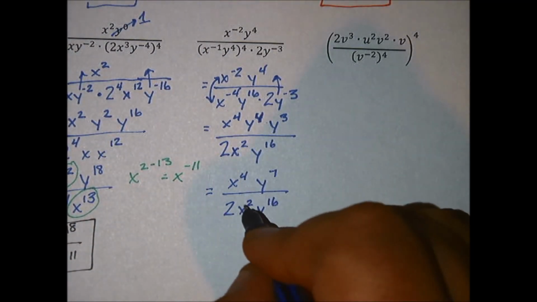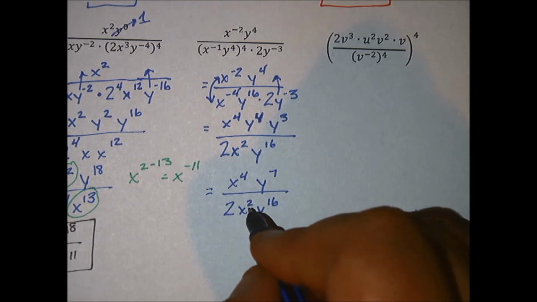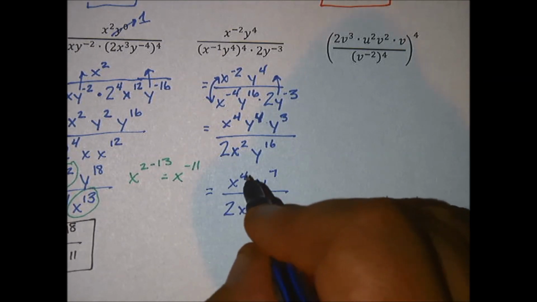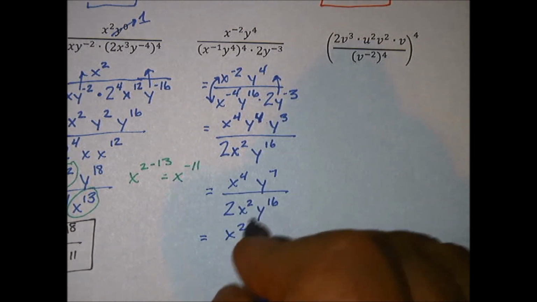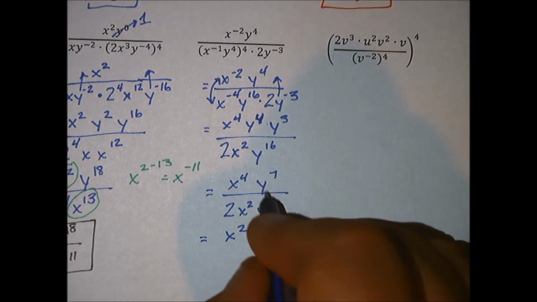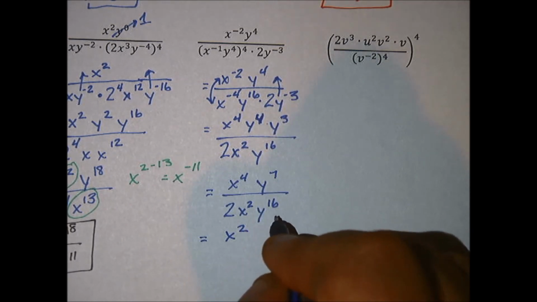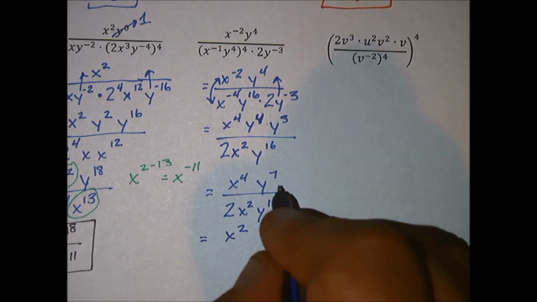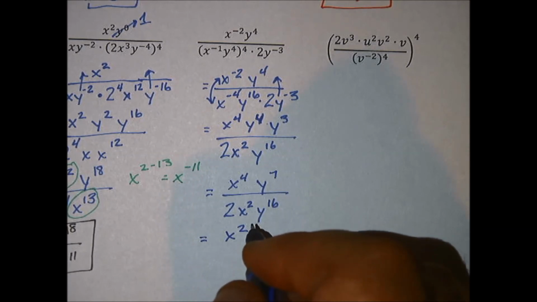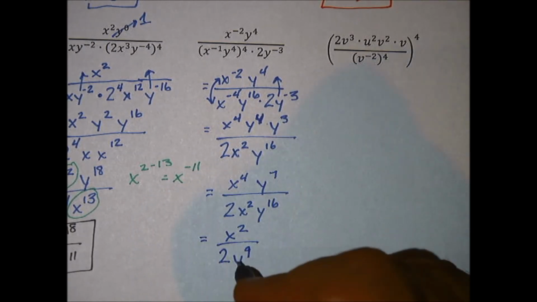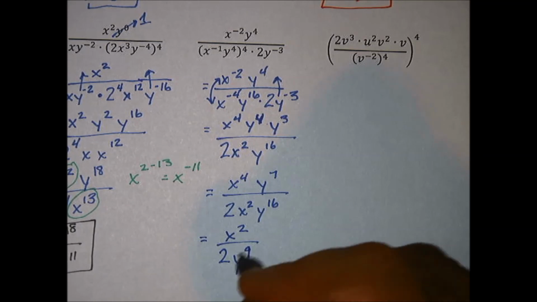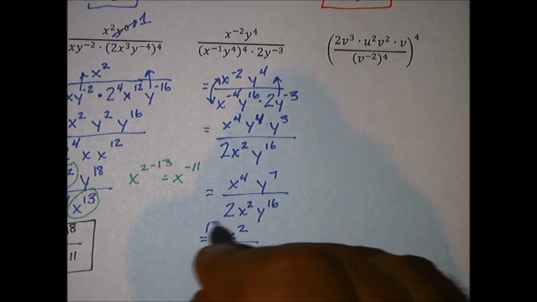Now remember, I'm always subtracting from the bigger one, and my answer is going to go there. So I'm going to subtract 2 from the top on the x's. So that'll be x squared. And for the y's, I'm going to subtract it from the bottom, and I'm going to put my answer on the bottom. So 16 minus 7, that is 11. No, 9. Sorry, it's late. And since the bigger number's on the bottom, I keep my positive exponent on the bottom. That's what we get.